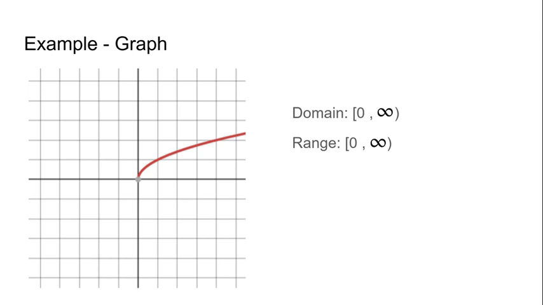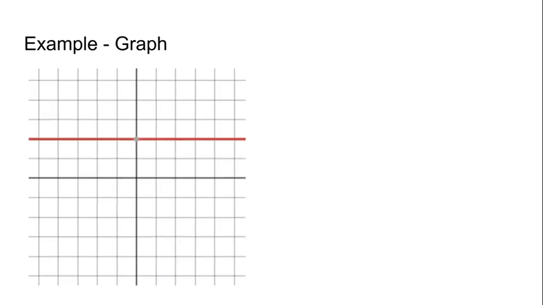Here I have a function that seems to start at the origin. So we're going to say the furthest to the left I can be is 0, and it seems to reach that value, so I'm going to put a square bracket there. It goes off to the right towards infinity. The lowest we can go is 0. The highest we can get is positive infinity, so that's our range.